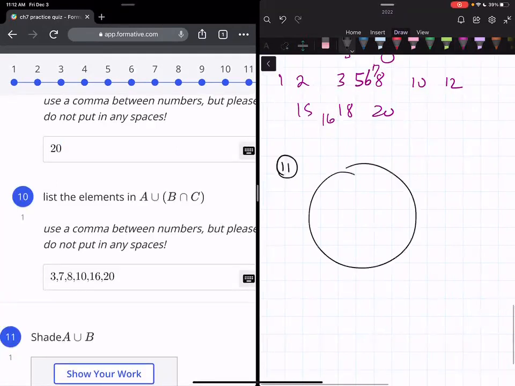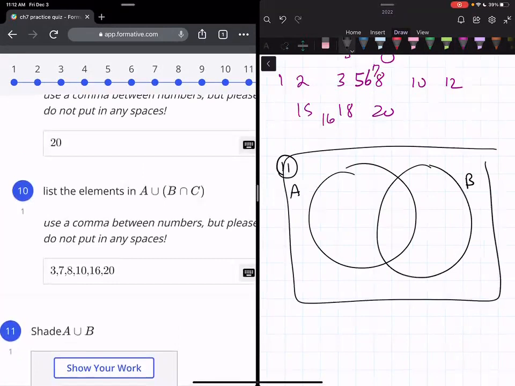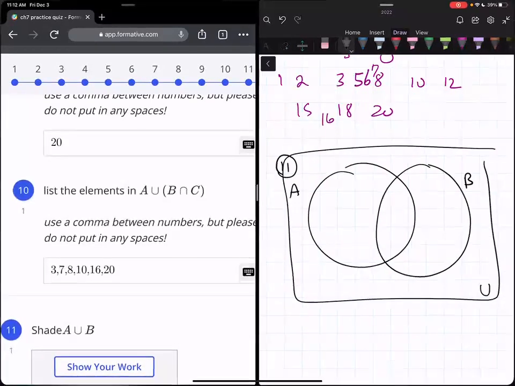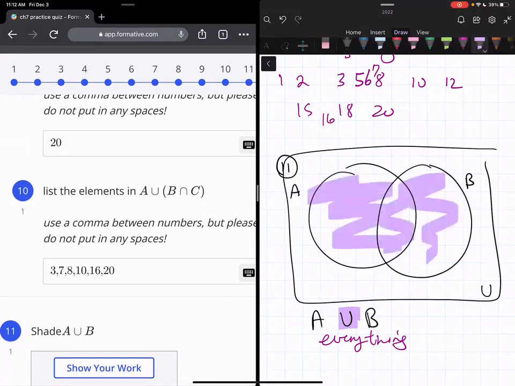So I gave you set A and I gave you set B. They're supposed to be in a universe. I don't know, did I put them in a universe? I did. And they're in a universe. A union B. What does this symbol mean? Everything in A and B. So you shade everything in A and B. I mean, technically you're supposed to fill it, but as long as you make it obvious that you wanted all 3 bits, you're good.